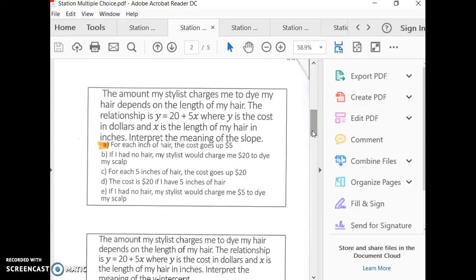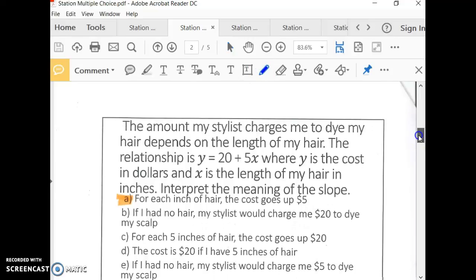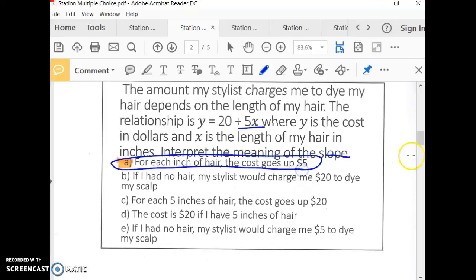The amount that my stylist charges me to dye my hair is dependent on the length of my hair. So this is the relationship. Y is equal to 20 plus 5x, where Y is the cost and all of that jazz. So it wants us to then interpret the meaning of the slope. So here's the thing, the slope. For every inch of hair, it's going to cost me $5, which is what's going on with the slope.